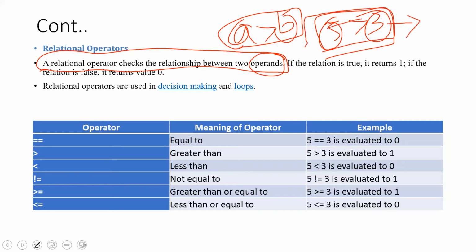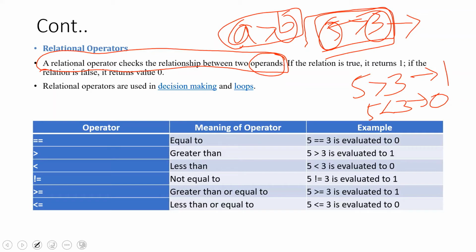I'm saying 5 greater than 3. Is it 5 greater than 3? Yes, 5 is bigger than 3, then it returns 1. If I said 5 is less than 3, is it 5 less than 3? No, then it returns 0. Means the relational operator is going to return the value either 1 or 0. If it is satisfied, then it returns 1. If it is not satisfied, then it returns 0.